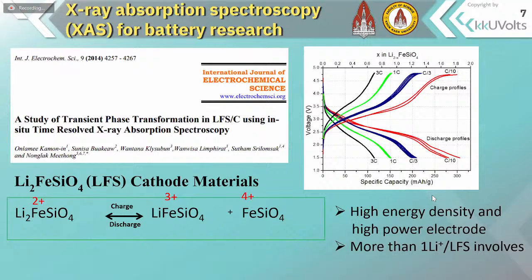For example, in this work we use in situ X-ray absorption spectroscopy to investigate the electrochemical mechanism of a transient phase in lithium iron silicate cathode materials. Lithium iron silicate cathode material offers high energy density and power density because more than one lithium is involved.